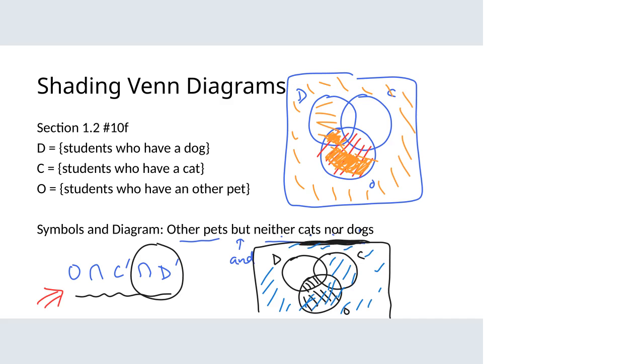And where that intersects is just here in region 7. That's it. If you think about it, they have another pet, but they don't have a cat and they don't have a dog. So they are inside the other pet circle, but we don't want to count anybody who has a dog and we don't want to count anybody who has a cat. So we wind up with just region 7.